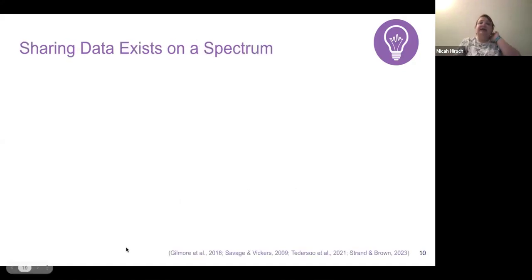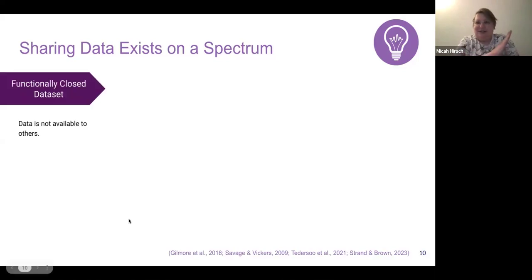So sharing data exists on a spectrum. I think a lot of people sometimes get a little bit scared about the idea of sharing data because they think it's kind of like an all or nothing thing. But there is a bit of a spectrum of how you can share data. So I'll start with the obvious: on the very far side of the spectrum, you have a functionally closed data set. So this data is not open, it's not available to others.